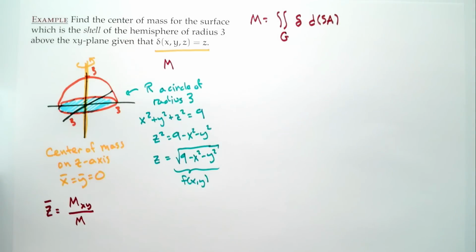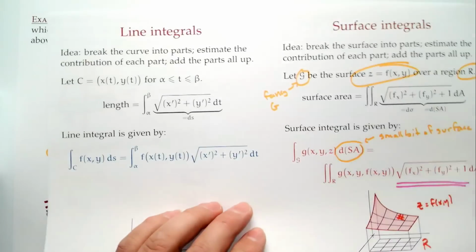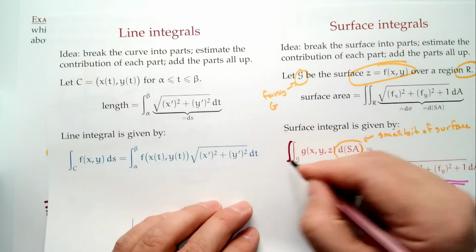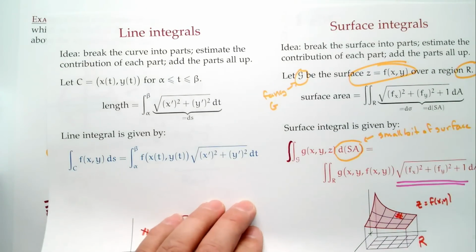Now, one of the things that we should point out here is that I've made a terrible mistake on the previous slide, which I'm going to go through and correct right now. This should be a double integral. There we go. Now I feel better.